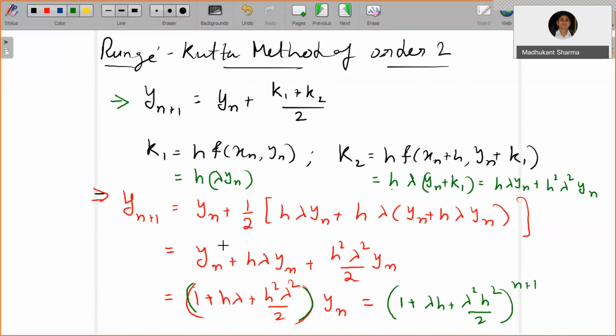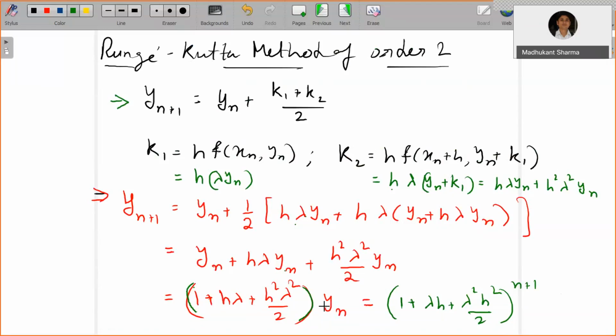Then what you will get is, h lambda will come 2 times, so 2h lambda yn. So the 2 will get cancelled, and the third term is h square lambda square by 2 yn. Now yn is common in every term, so it is taken common, and what is remaining inside is 1 plus lambda h plus lambda square h square by 2.